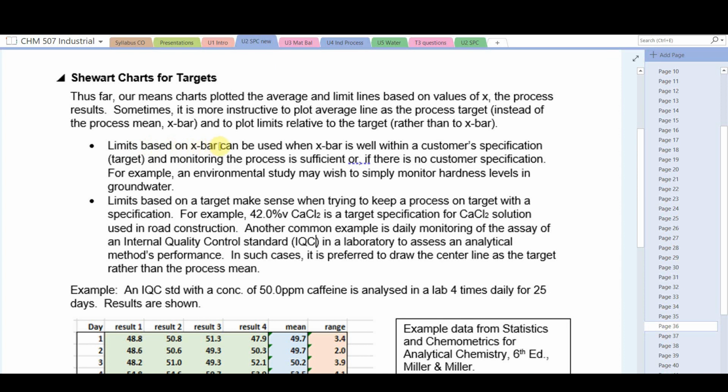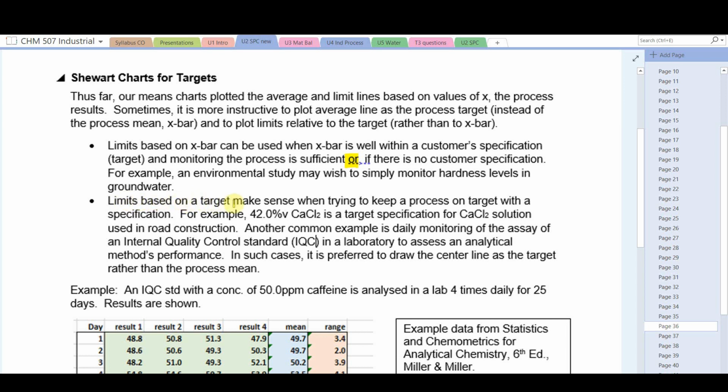Limits based on x bar can be used when x bar is well within the customer's specification or tolerance, and monitoring the process is sufficient. Or if there's no customer specification. For example, an environmental study might wish to monitor the hardness levels in groundwater. Clearly there's no target, it is what it is, we just want to see the range of results.